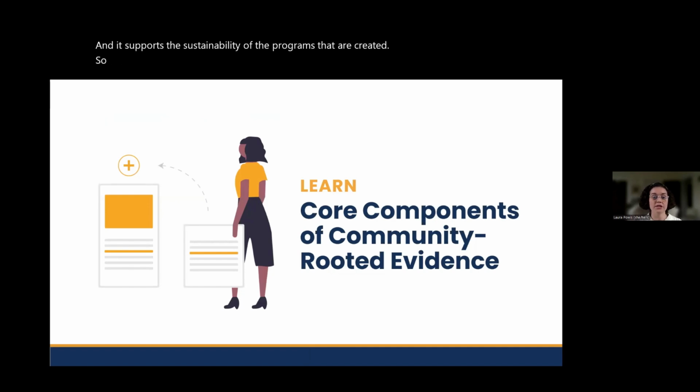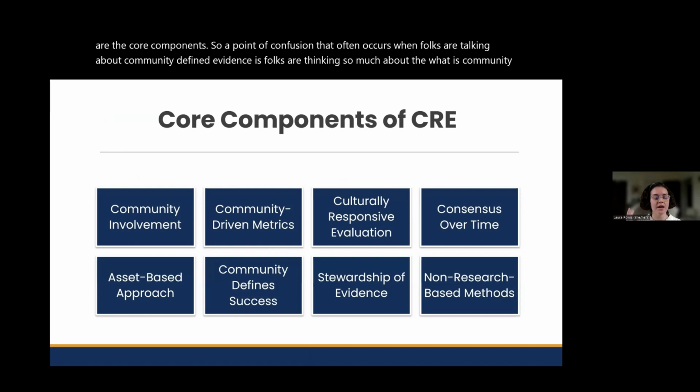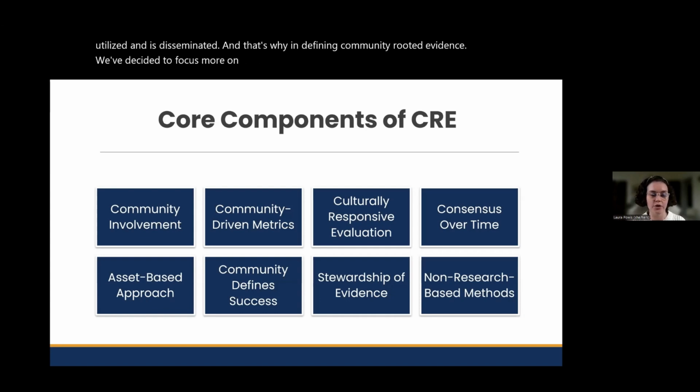So now, without further ado, we're going to talk a little bit more about what makes community-rooted evidence. What is community-rooted evidence? So when we're trying to define community-rooted evidence, we're really thinking about what are the core components. A point of confusion that often occurs when folks are talking about community-defined evidence is folks are thinking so much about the what of community-defined evidence. Something that's really come out of our work group is highlighting how much it's also about the how, about how evidence that informs practices and policies is collected, is utilized, and is disseminated. And that's why in defining community-rooted evidence, we've decided to focus more on core components of community-rooted evidence.